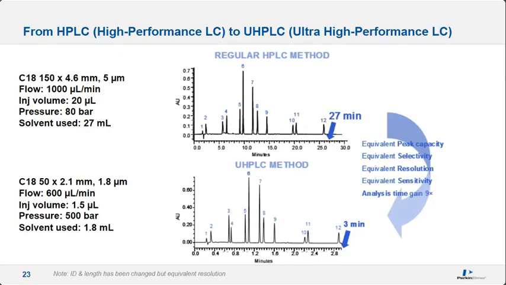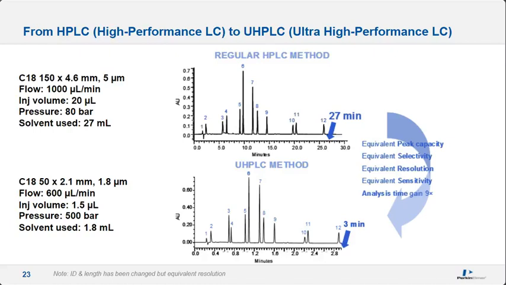The main advantage of utilizing sub-2 micron columns is maintaining the separation at very high flow rates. In this case, we can take a separation that's performed on a 5 micron, 15 centimeter, 4.6 millimeter column, utilizing a flow rate of 1,000 microliters a minute, or 1 mL per minute. It operates at a pressure of 80 bar. But in order to effect the separation, it takes about 27 minutes and utilizes 27 milliliters of flow.